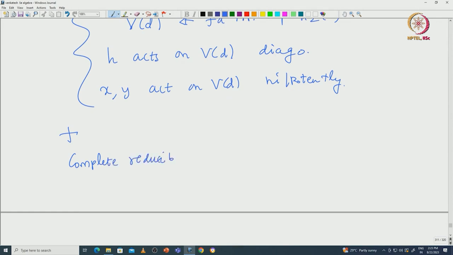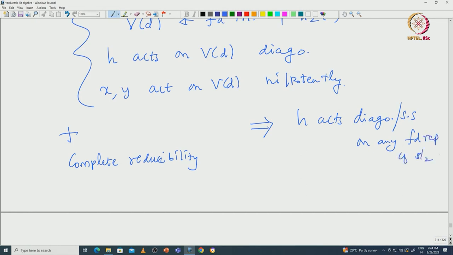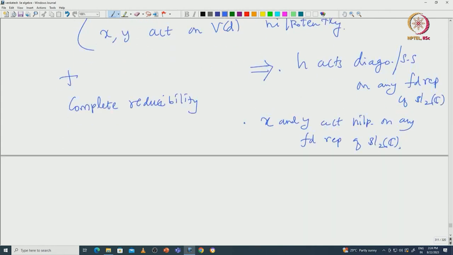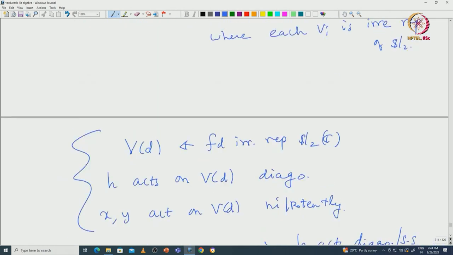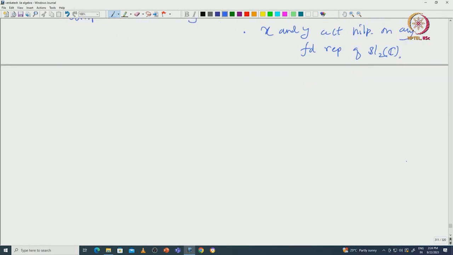So from this, using complete reducibility, we can get that H acts diagonalizably, or semisimply, on any finite dimensional representation of SL2C. Similarly, X and Y act nilpotently on any finite dimensional representation of SL2C. This is somewhat of a hint on how to go about proving complete reducibility. We will come to this later.